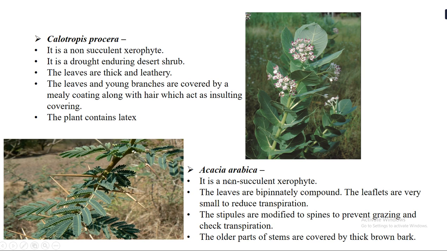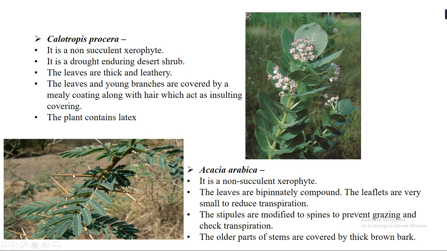Then the third one is Acacia arabica. Again, this is a non-succulent xerophyte, and the leaves, if you see, are bipinnately compound. So this is one leaf which is bipinnately compound, and these leaves have many leaflets. Now if you see, the leaflets are small in size. Why are the leaflets small in size? They are small so that they can reduce the rate of transpiration. There are many leaflets, but the leaflets are small in size.